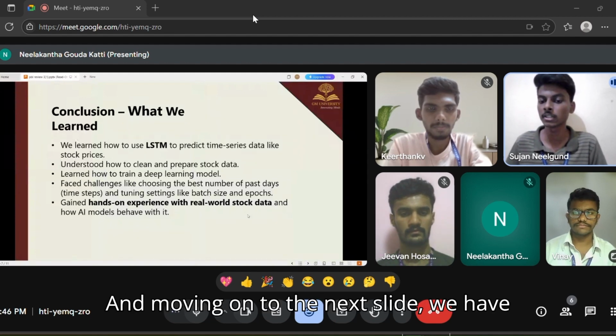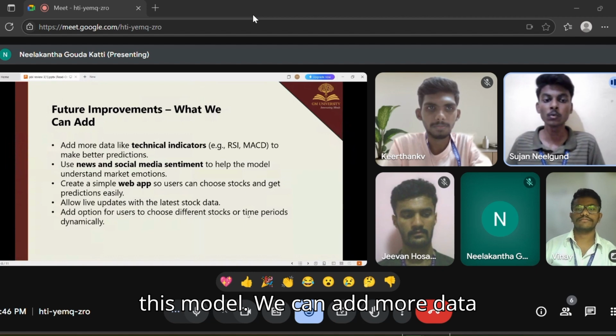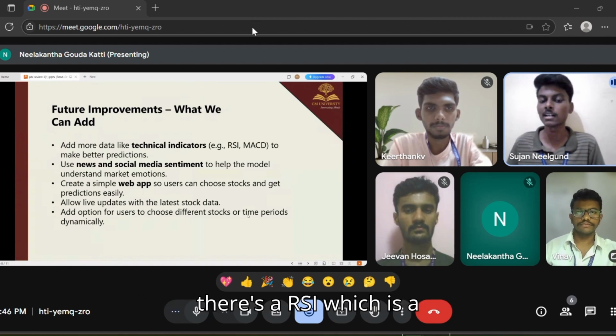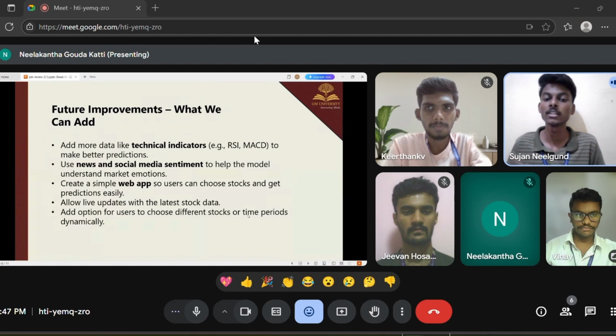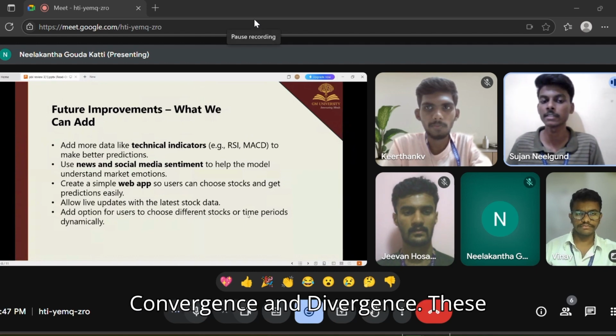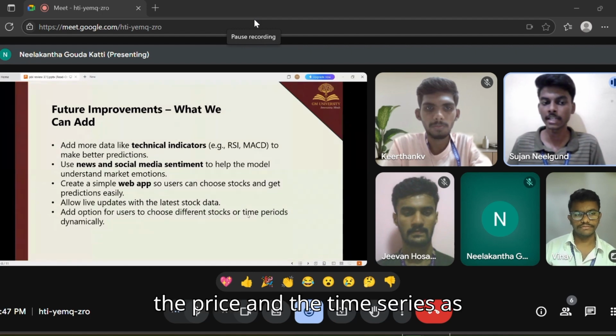Moving on to the next slide, we have future improvements. What we can add to this model is more data, like technical indicators. For example, there is RSI, which is the relative strength index, and MACD, which means moving average convergence divergence. These indicators deal with the relationship between the price and the time series.